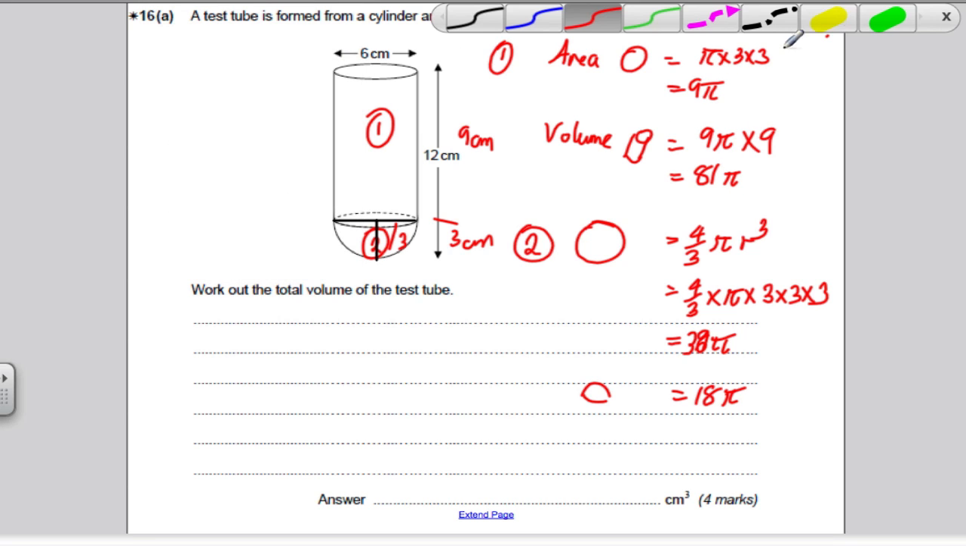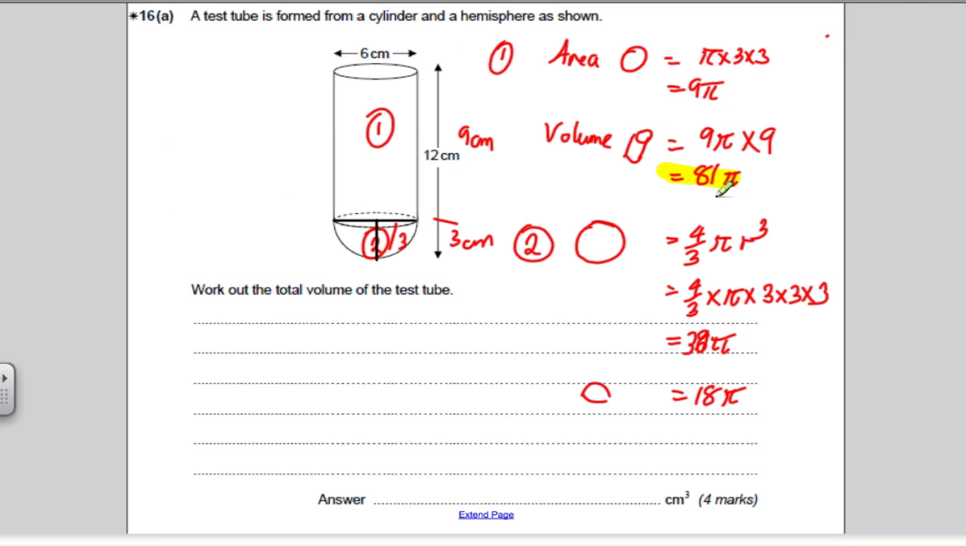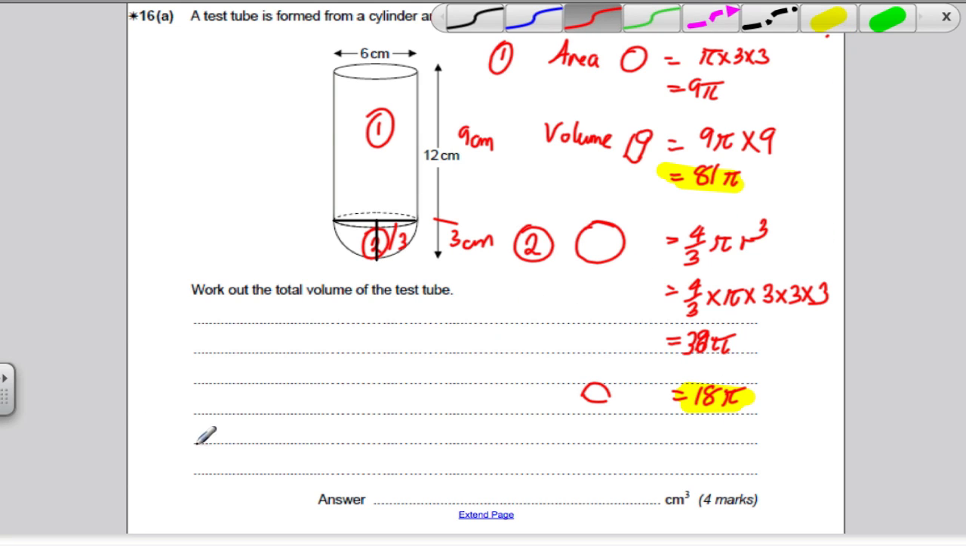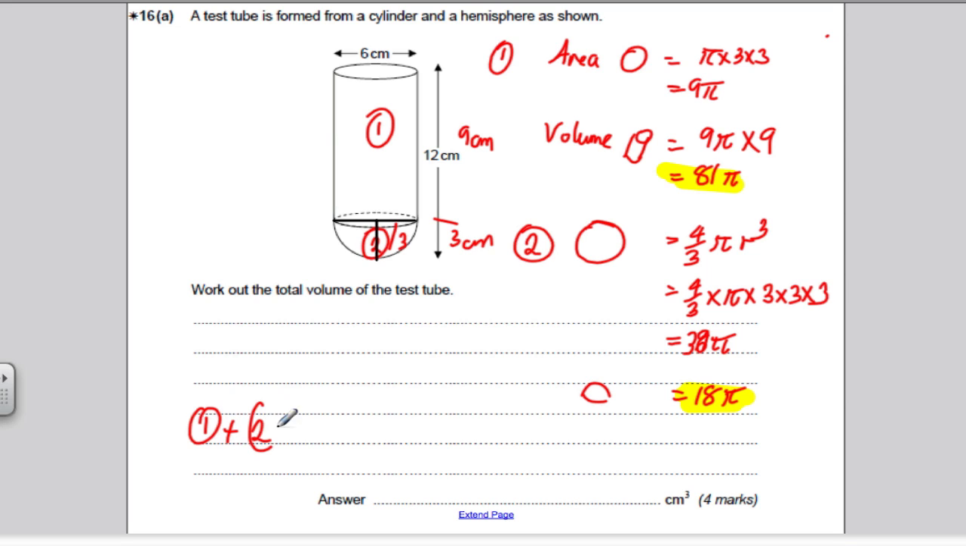So adding them together, I would like to add the volume of the cylinder, which is 81 pi, and the volume of the hemisphere, which is 18 pi, and together, 1 plus 2 would be equal to 99 pi, the total volume. Leaving my answer to the nearest whole number, that would be 311 centimeters cubed, and that would be rounded to 3 significant figures.